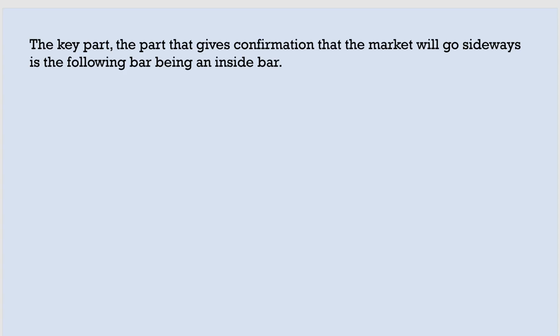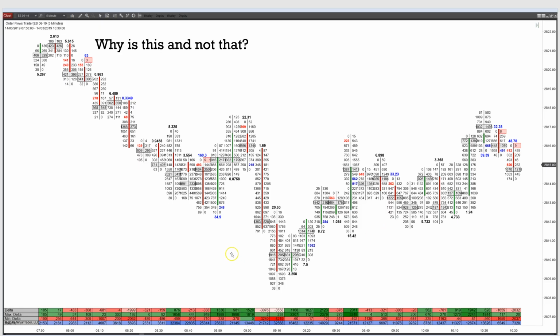Again, the key part that gives confirmation that the market will go sideways is the following bar being an inside bar. I always love these inside bars. It's sort of a secret of mine, because basically what I'm always looking for, right? When I make a new high or new low, what's the next bar after that? Is it an inside bar? It's got me more interested than if it's an outside engulfing bar. I'm looking more for the inside bar, right? Because that to me is more of a sign that absorption is coming, and we can go sideways or we can reverse, or we can fail. But generally we either go sideways or reverse.